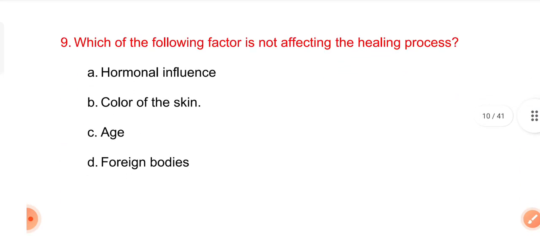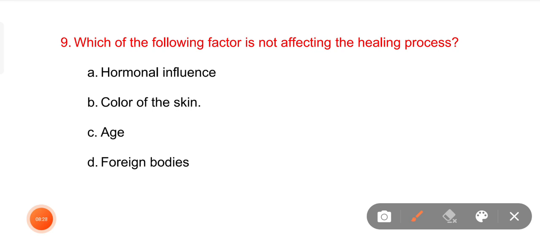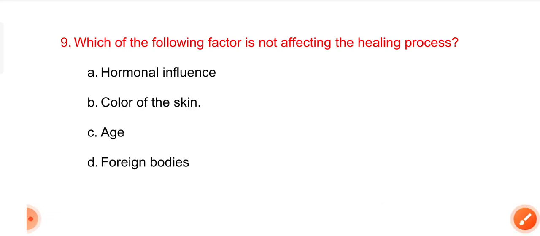The next question is: which of the following factors does not affect the healing process? The options are option A hormonal influence, option B color of the skin, option C age, option D foreign bodies. The right option is color of the skin. The healing process does not depend on the color of the skin.